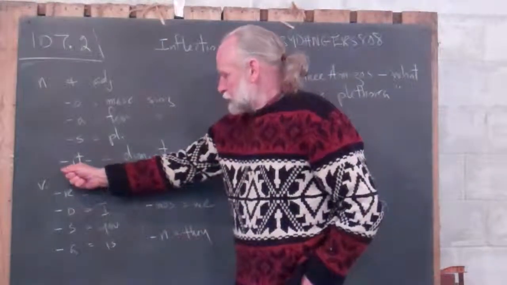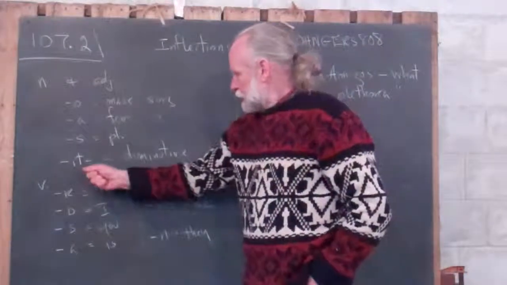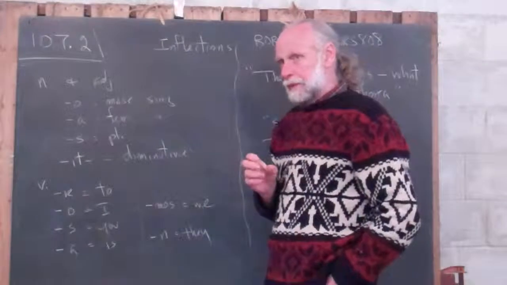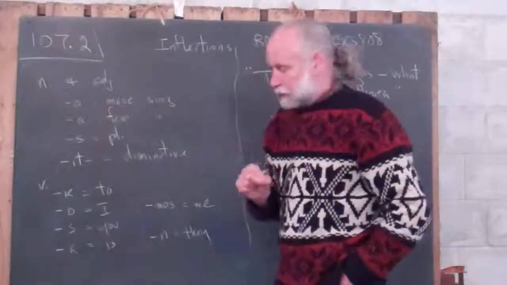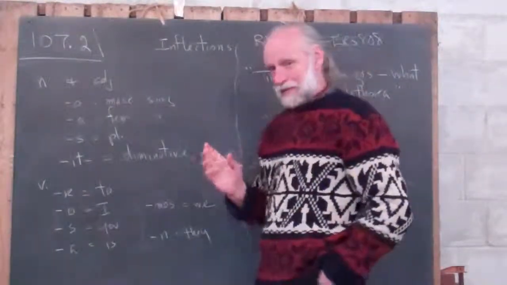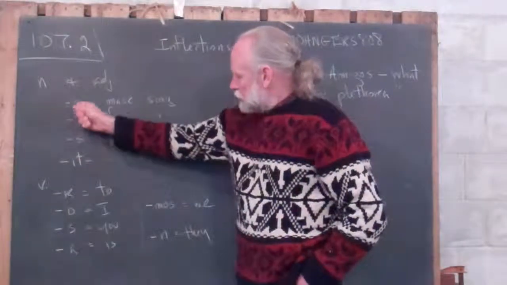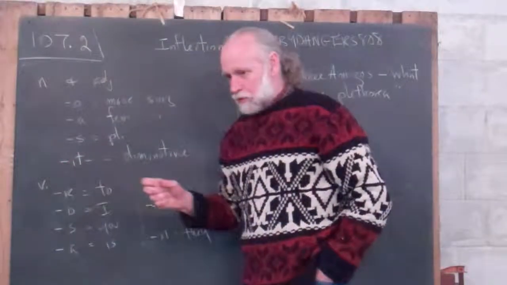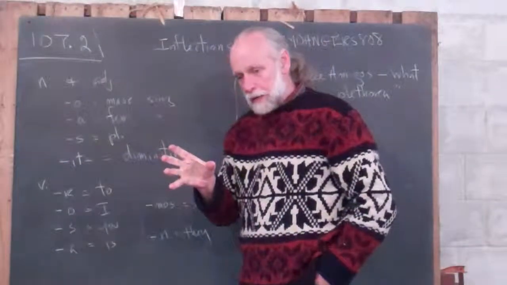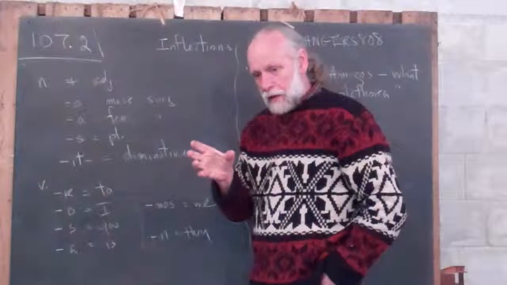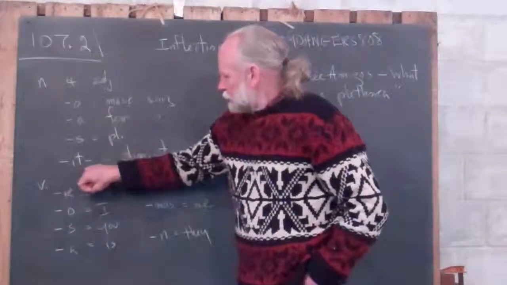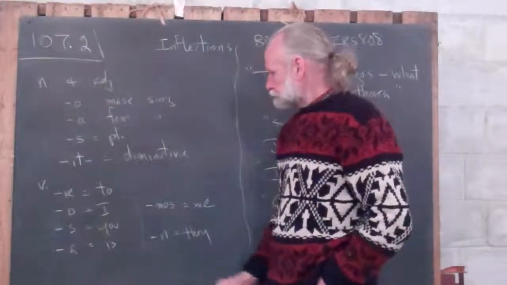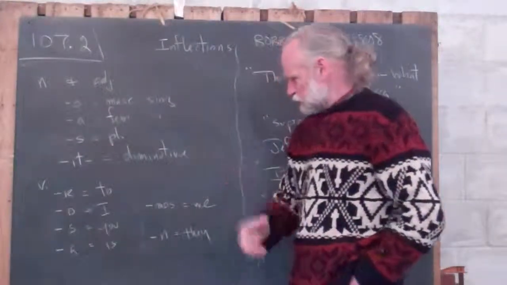Take casita. In a way, you could almost call this an infix instead of a suffix, because the ending is going to change in this way, but between, say, amigo, amiguito. Now it's diminutive. This is a little friend. So that's an inflection, sort of.